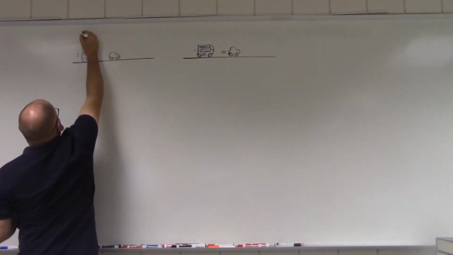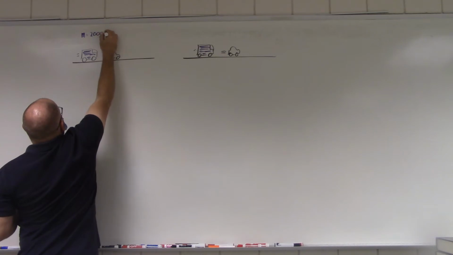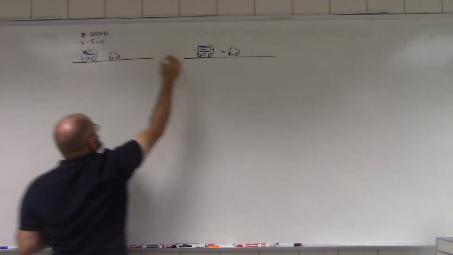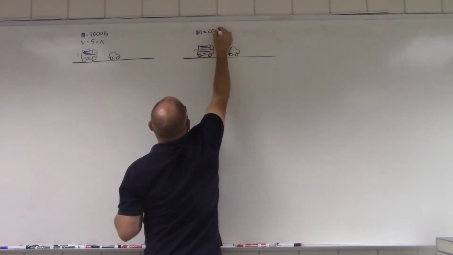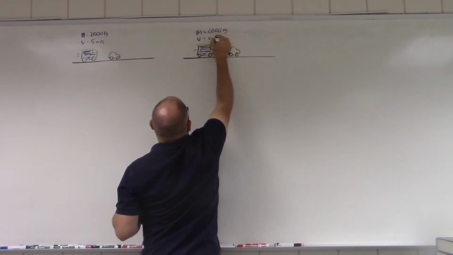All right, and so what's the mass of the truck? 2,000 kilograms. And what's the velocity? 5 meters per second. Okay, afterwards, still the same mass, and it slows down to about 3 meters per second.